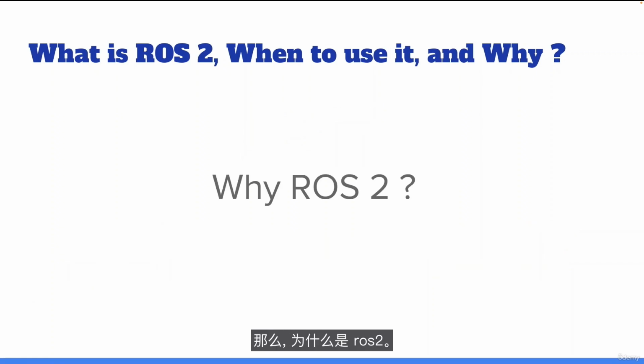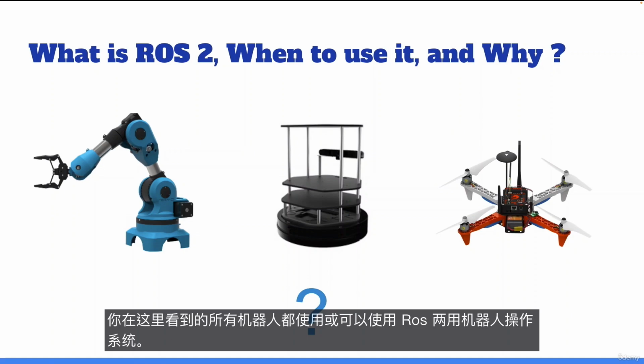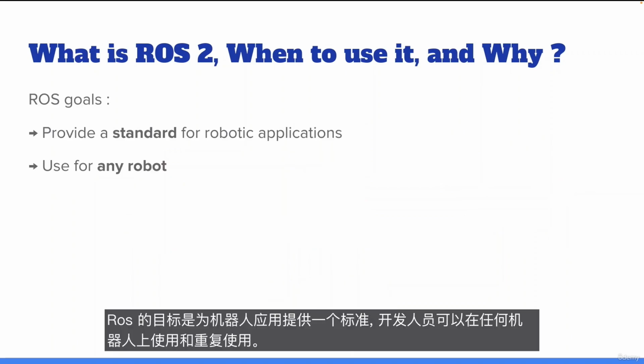Alright, so why ROS2? Let's start with those three robots. What is the common point between them? Well, all the robots you see here are, or can be, powered by ROS2. ROS means Robot Operating System. It is something between a middleware and a framework built specially for robotics applications. ROS' goal is to provide a standard for robotics applications that developers can use and reuse for any robot.